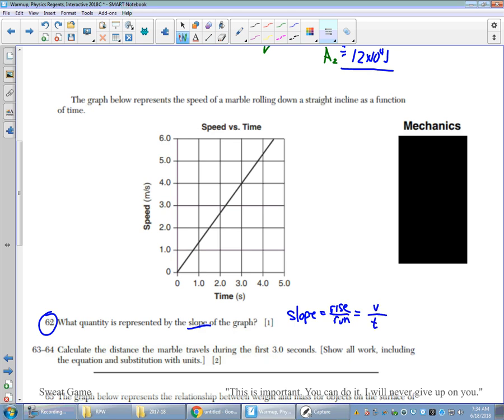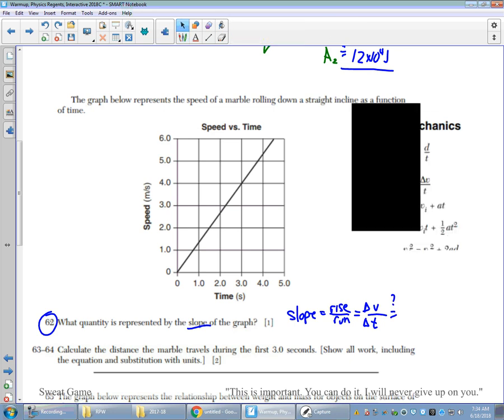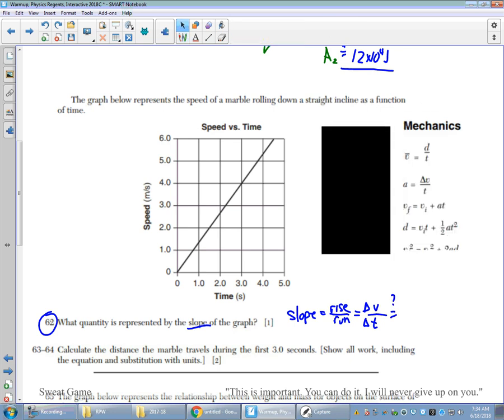Really, rise and run are a delta concept. So really, this is delta V over delta T. And of course, what does that represent? PRT. Look it up. Delta V over delta T. Boom. There it is. Acceleration is what the slope represents.